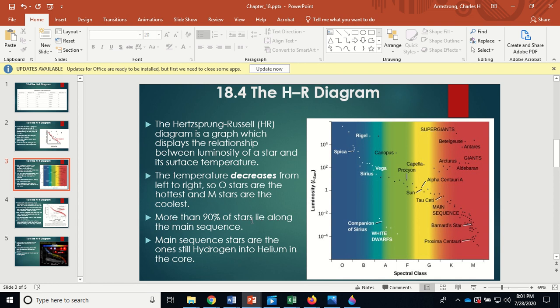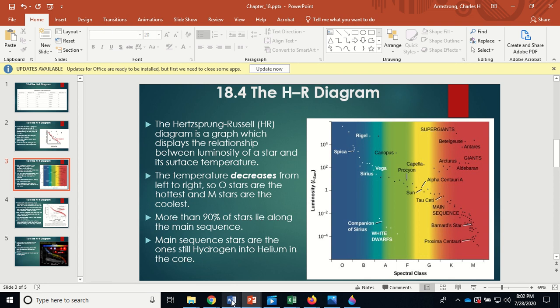More than 90% of stars lie along the main sequence. The main sequence stars are the ones still fusing, that should be fusing hydrogen into helium in the core. All right, so this should say fusing hydrogen into helium at the core.